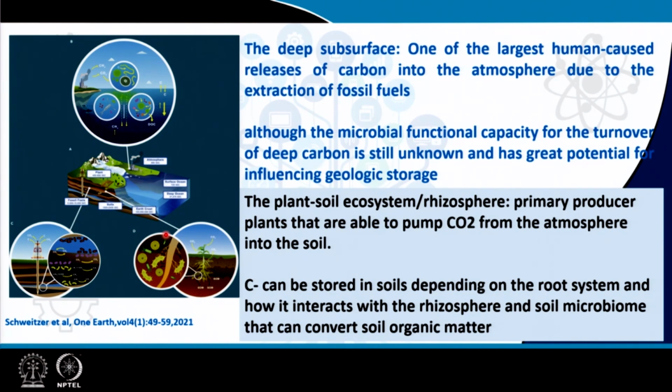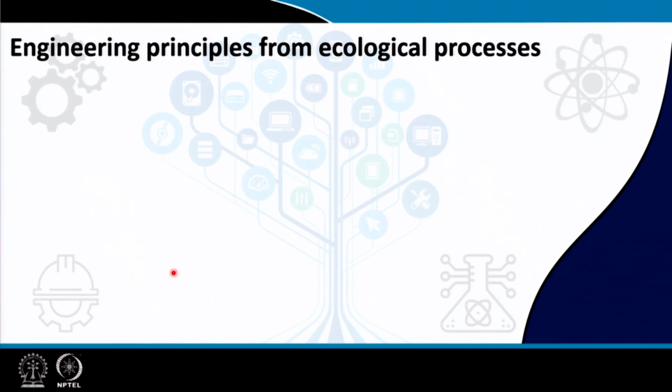Now, carbon can be stored in soil depending on the root system and how it interacts with the rhizosphere, that is, the root associated soil zone, and the soil microbiome. So, there are actually three components. One is the plant root system, another is the plant root associated soil system, and then the rhizospheric and bulk soil microbiome, which are responsible for controlling the fate of the organic matter which is being released or produced by these green plants within the soil. So, these need to be looked into in detail.